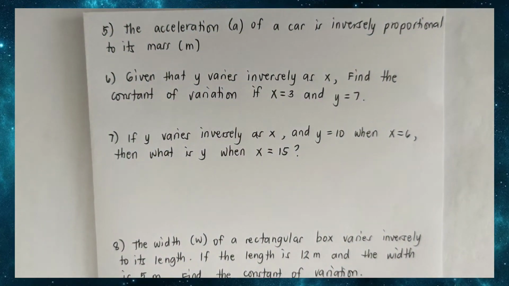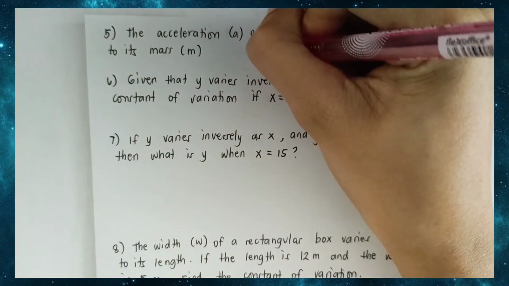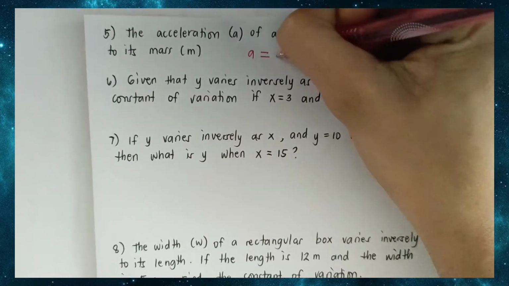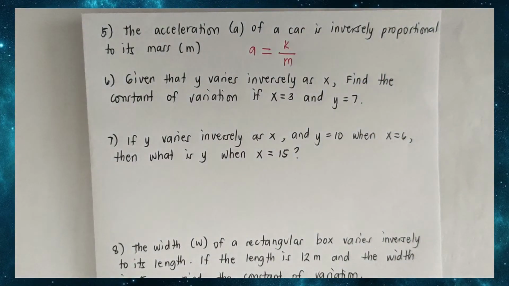Number 5. The acceleration A of a car is inversely proportional to its mass m. A is inversely proportional to m. This is our answer for number 5. Next number.